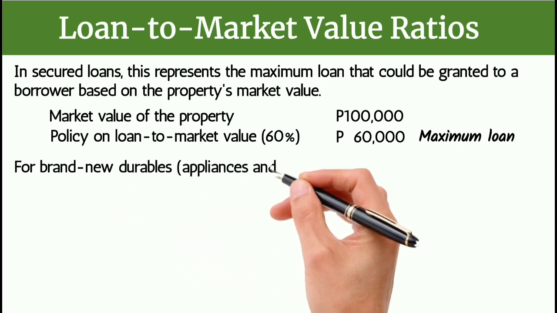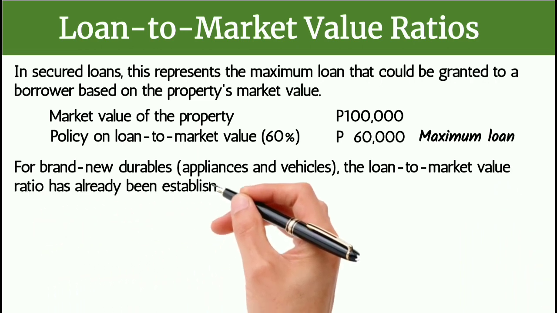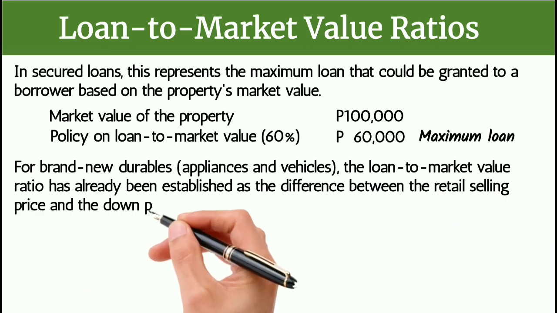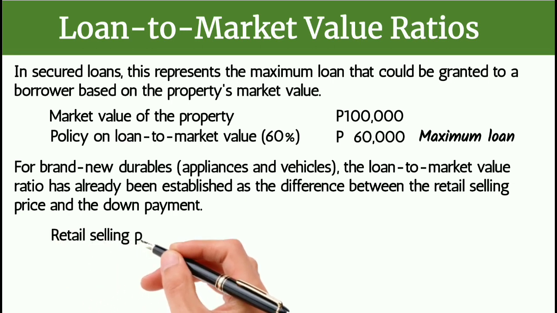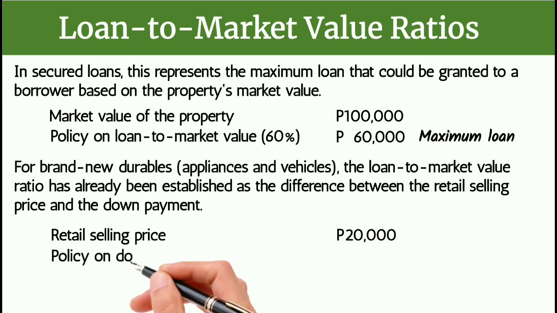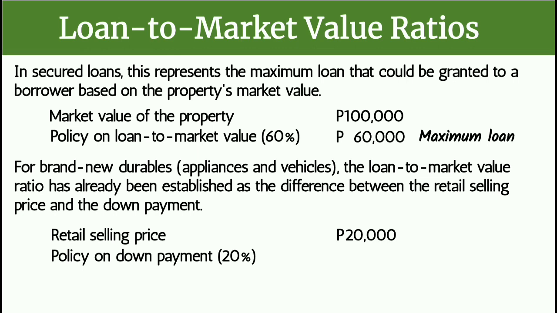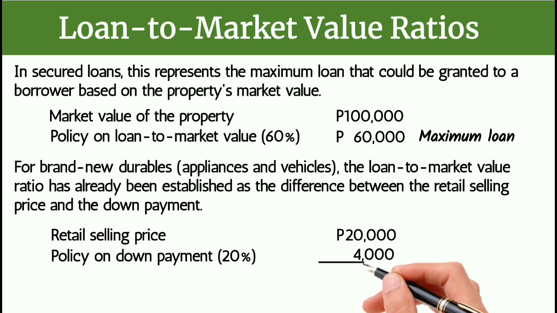For brand new durables such as appliances and vehicles, the loan to market value ratio has already been established as the difference between the retail selling price and the down payment. Let's say the retail selling price is 20,000 pesos. And the policy of the business on down payment is 20%. 20,000 pesos times 20%, that is equal to 4,000 pesos. Meaning to say, kailangang mag-down ang customer ng 4,000 pesos.